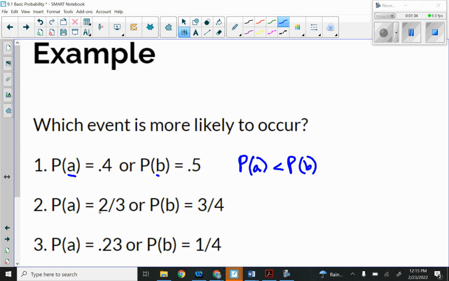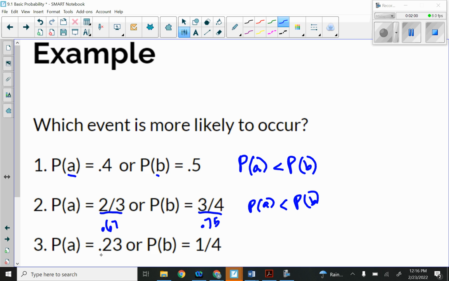And number 2, if fractions aren't your thing, make those fractions decimals. So 2/3 is about 0.67 and 3/4 is 0.75. So the probability of A, 0.67, is less than the probability of B, 0.75.